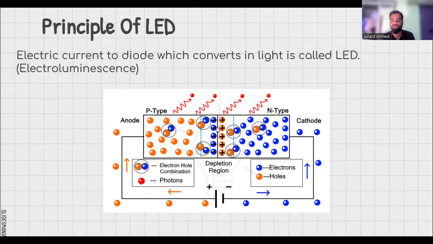So the simple concept is whenever an electron recombines with a hole, it will produce light. It works on the forward bias method. Forward bias means the P type is connected to the positive terminal, and the N type is connected to the negative terminal.